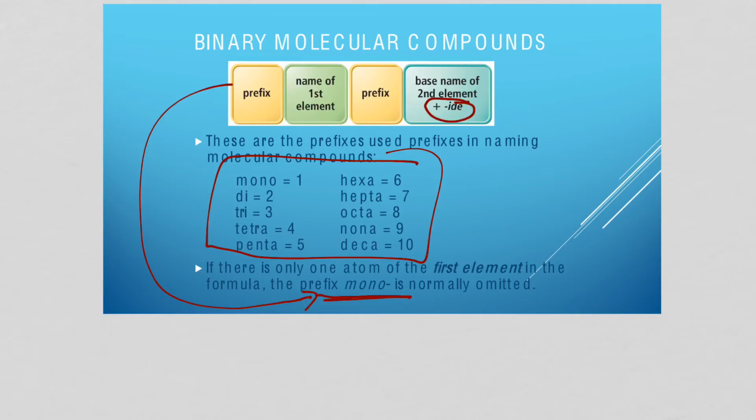Simple example: if I have CO2, we know this as carbon dioxide, not monocarbon dioxide. We cut off the first prefix if it's going to be mono. If there's no prefix at the beginning of a molecular compound name, we assume that there's only one of that first element. So if you can remember that, then we can start to name molecular compounds.